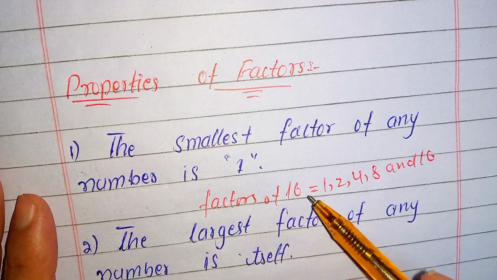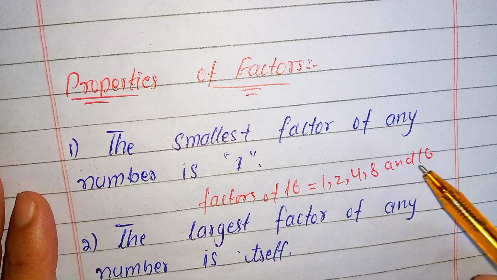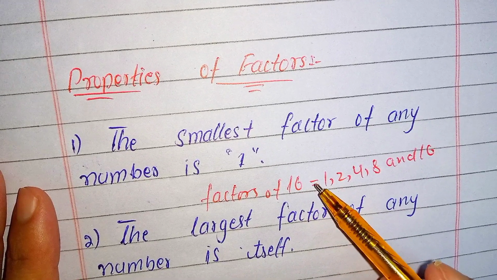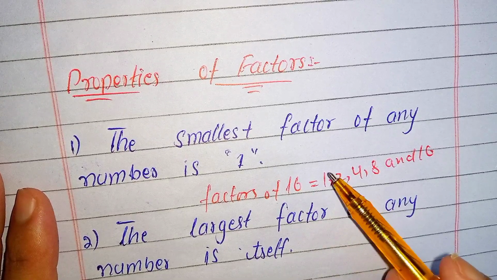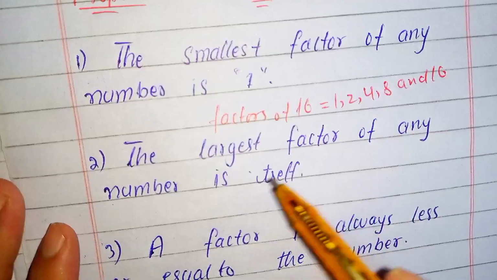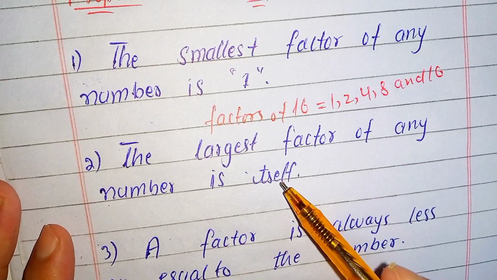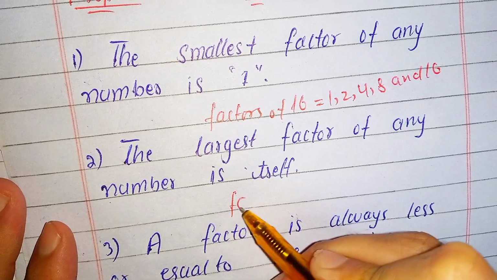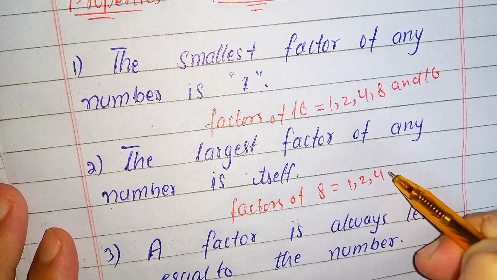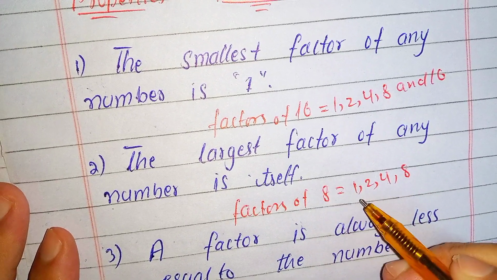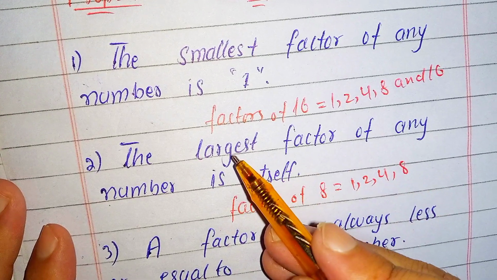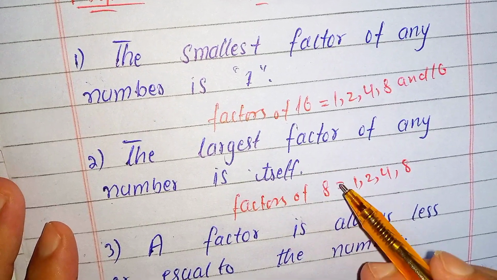Here we see that the factors of 16 are 1, 2, 4, 8 and 16, but 1 is the smallest factor of 16, right? So any number will have a factor of 1, which is the smallest of all the factors. The largest factor of any number is itself. For example, the factors of 8 are 1, 2, 4 and 8. So 8 has the factors 1, 2, 4 and 8, and 8 is the largest factor, so we can say that the largest factor of any number is itself.